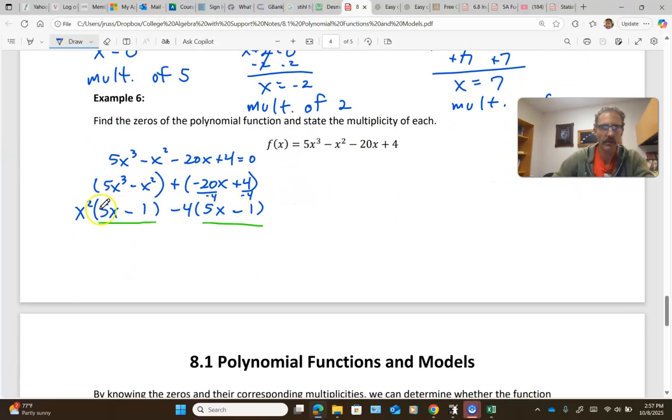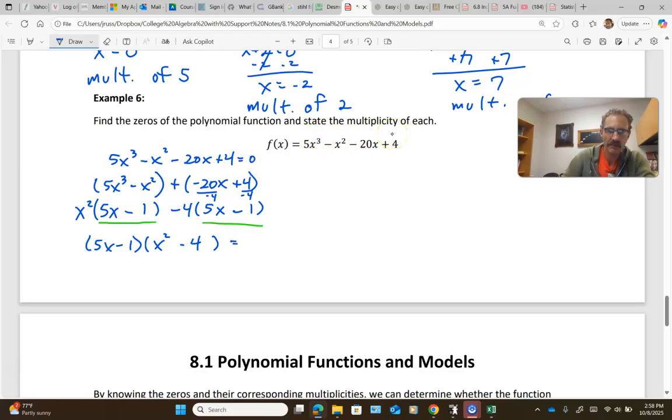Because then what we do is we look and we say, what do these 2 terms have in common? Well, they both have that binomial, 5x minus 1, in common. And so we take that out, and when we do so, we just have the x squared and the minus 4 left over. Okay. And so this right here is the factorization of my polynomial.